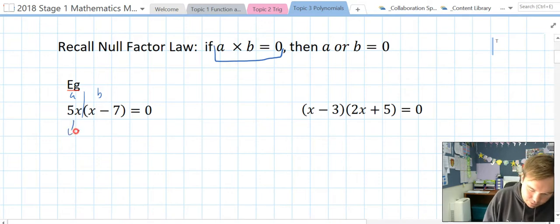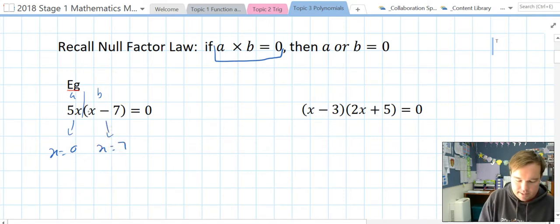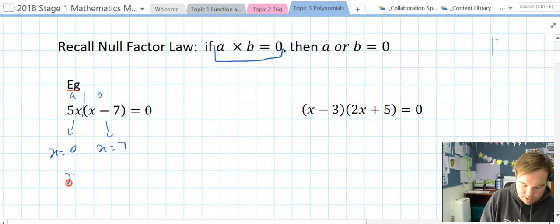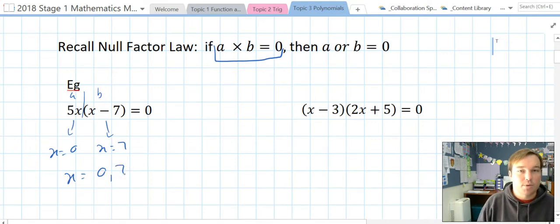So here, for what value of x will the a side be equal to 0? Well, x is equal to 0. Here, if x is equal to 7, then 7 take 7 is 0, the b side is equal to 0. So our two solutions are x equals 0 and 7. Now that's quite easy to see.